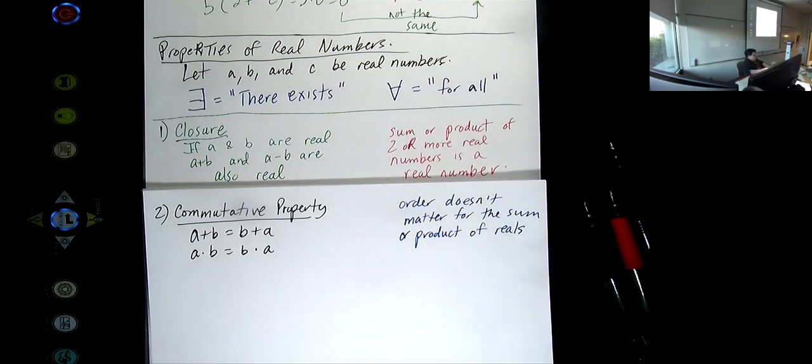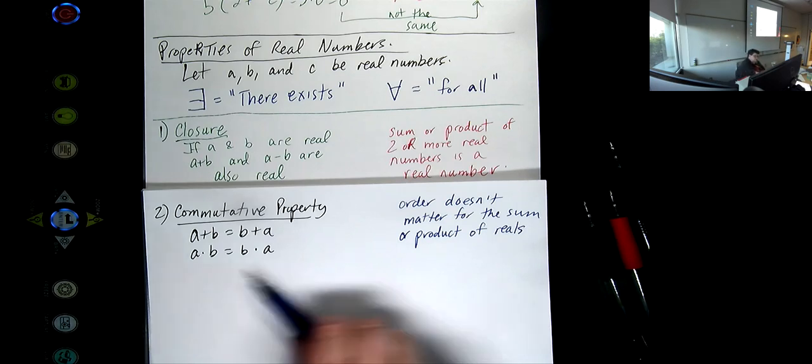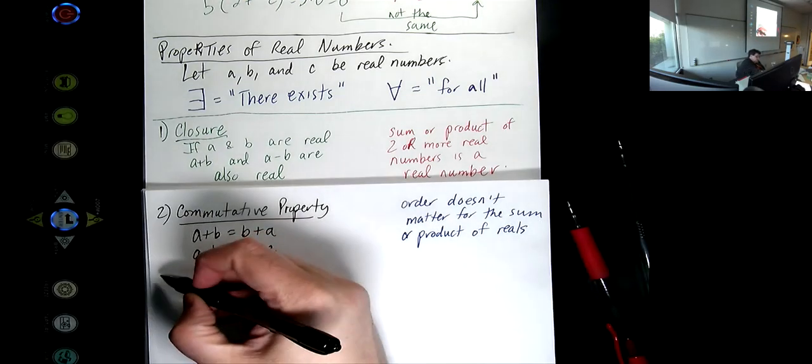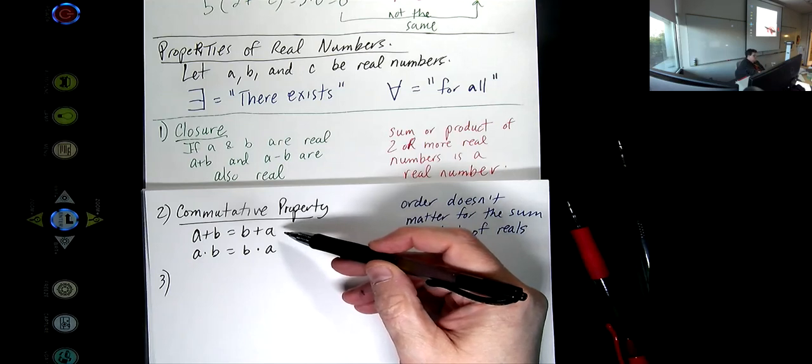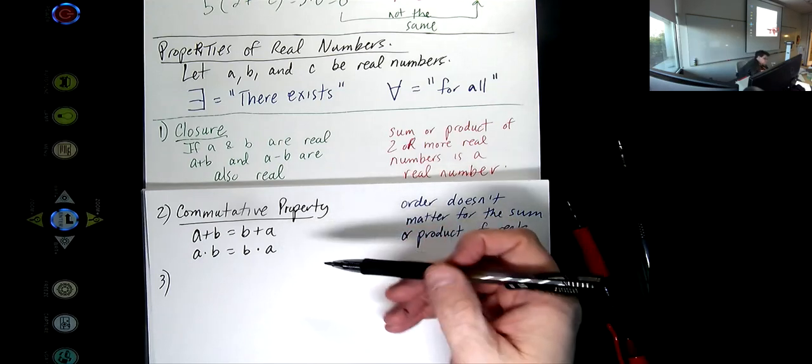Notice I did not say subtraction on this one, and I did not show it. Subtraction does matter. Division matters also. So this is only on addition and multiplication. You all follow that. 2 plus 3 is the same thing as 3 plus 2. 2 times 3 is the same thing as 3 times 2.